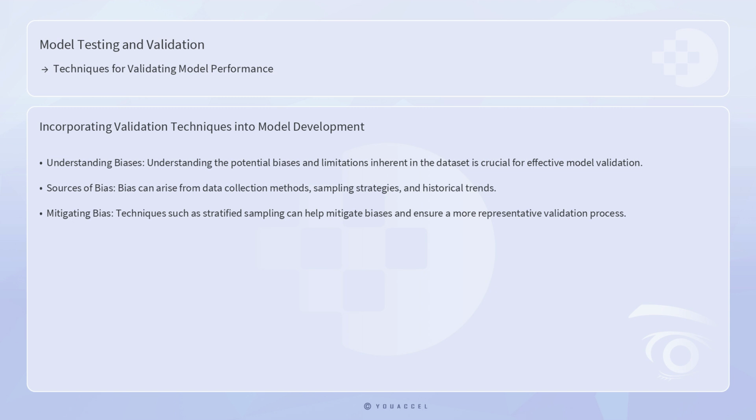Incorporating validation techniques into the model development process also involves understanding the potential biases and limitations inherent in the dataset. Bias can arise from various sources, including data collection methods, sampling strategies, and historical trends. Techniques such as stratified sampling, where the dataset is divided into subsets that reflect the distribution of key variables, can help mitigate these biases and ensure a more representative validation process.